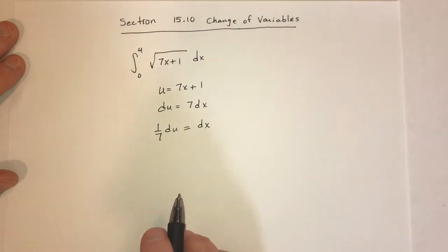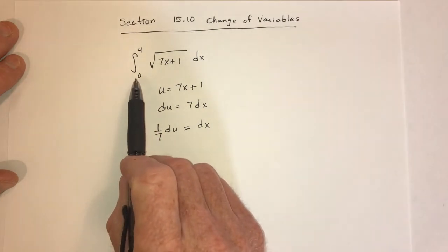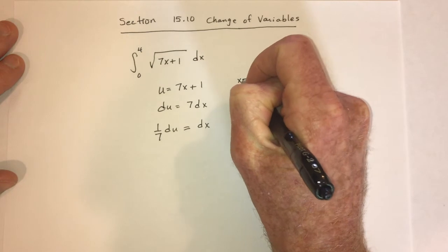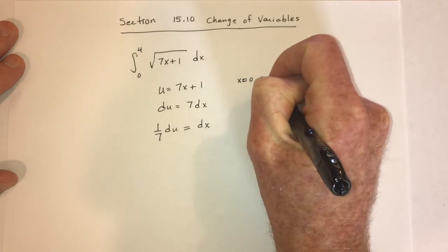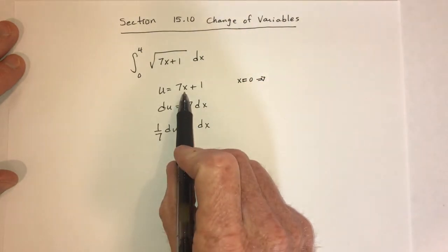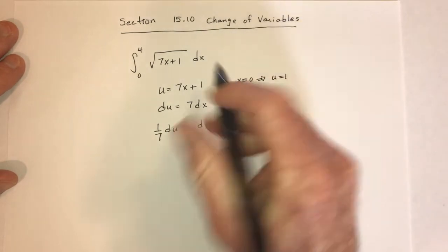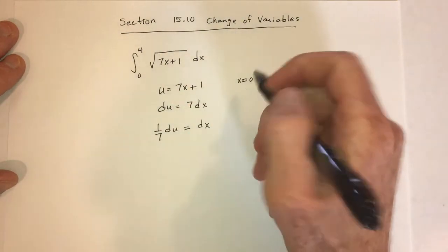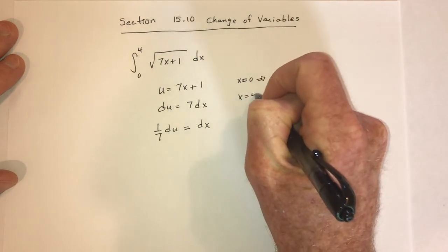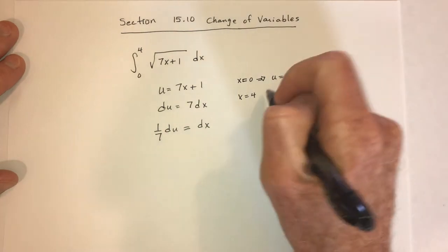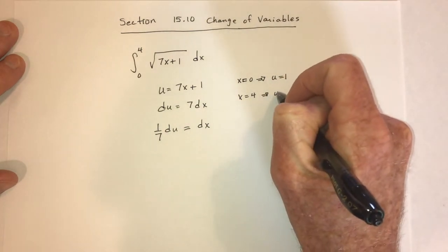And if we're going to change to u, then we could also say when x equals 0, you plug that in and u is going to equal 1. When x is equal to 4, substitute that right there, it's going to be 28 plus 1, so then u is 29.